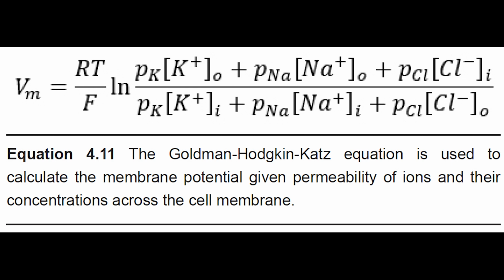However, during an action potential, permeability for sodium increases significantly. As P_Na rises, the membrane potential will shift closer towards ENa, which is positive 55 millivolts. The GHK equation provides a mathematical explanation for how movement of sodium across the membrane causes the cell to become more positive.